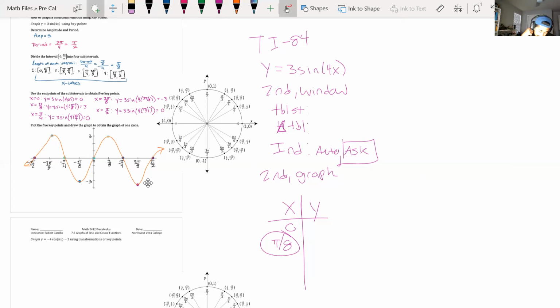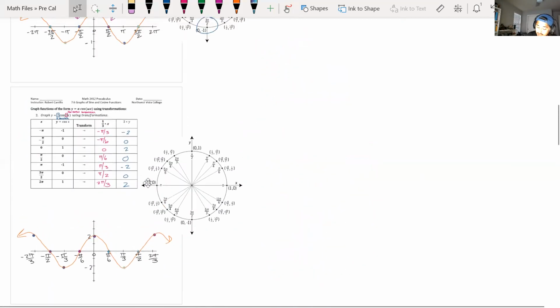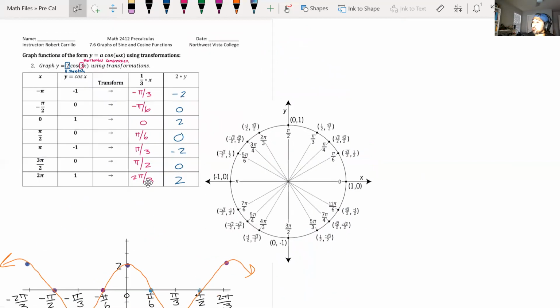Cool. So when you were describing the pros and cons of this, what did you mean on transformations of remembering the parent function? Remember when we did these ones, you have to know the parent function's coordinates in order to transform it.